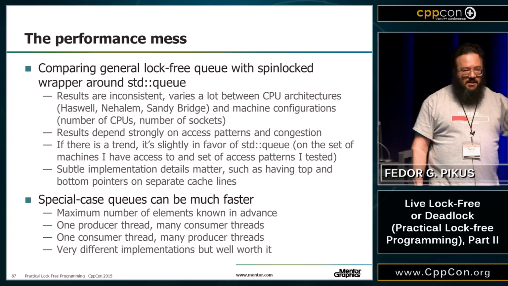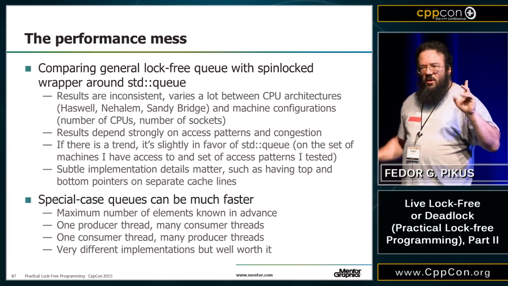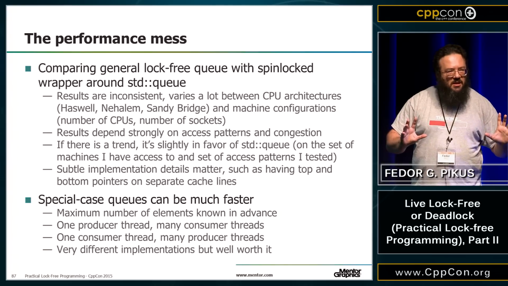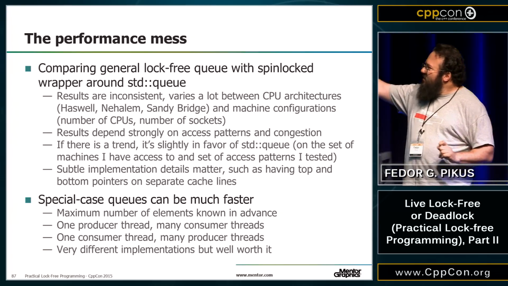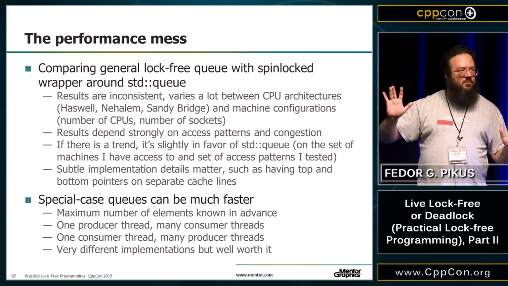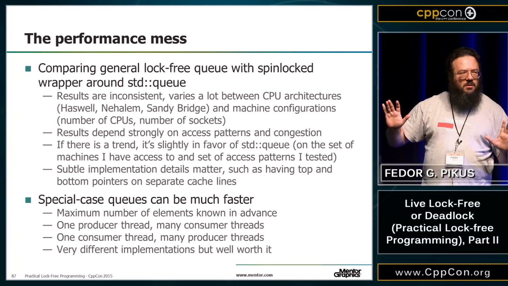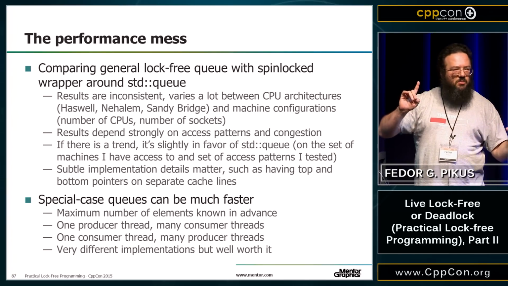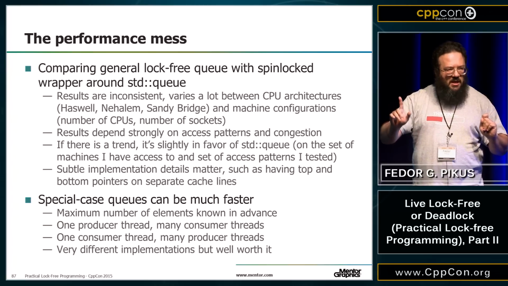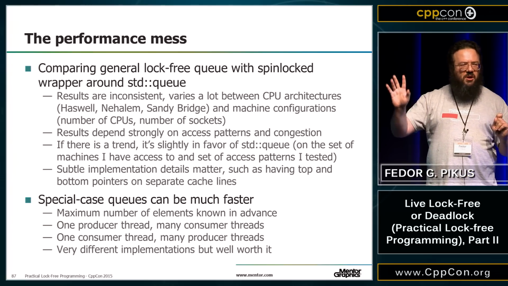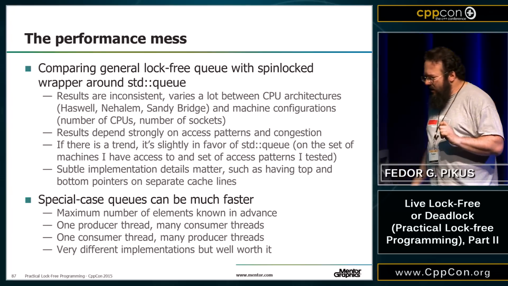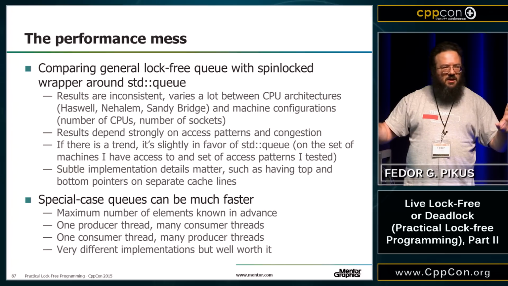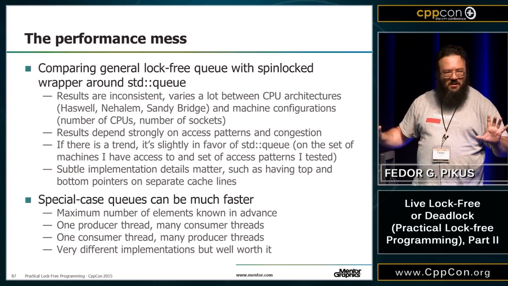But what is consistently true is that if you have a special case, if you can take advantage of your application restrictions, you can always get ahead. If you know, for example, how many elements maximum can be in the queue, that's enough to write a very efficient queue. Much more efficient than the general case. If you have only one producer thread and multiple consumer threads, or one consumer thread and multiple producer threads, that's enough. You go down from 3 shared variables to 2 or 1, depending on which case it is. Very different implementations in each of the cases. So you may have to do 3 different implementations, but well worth it in terms of performance.